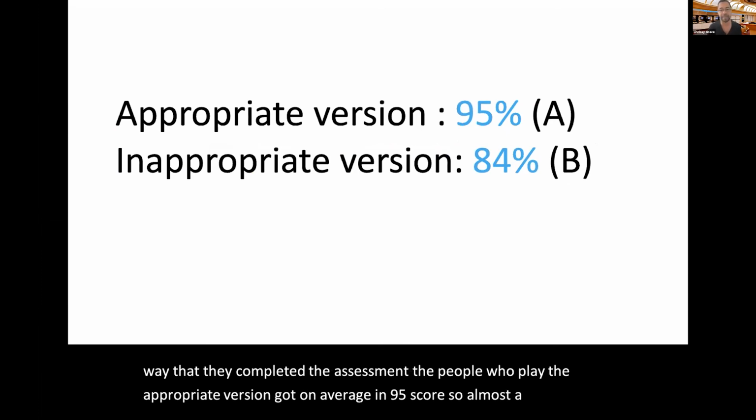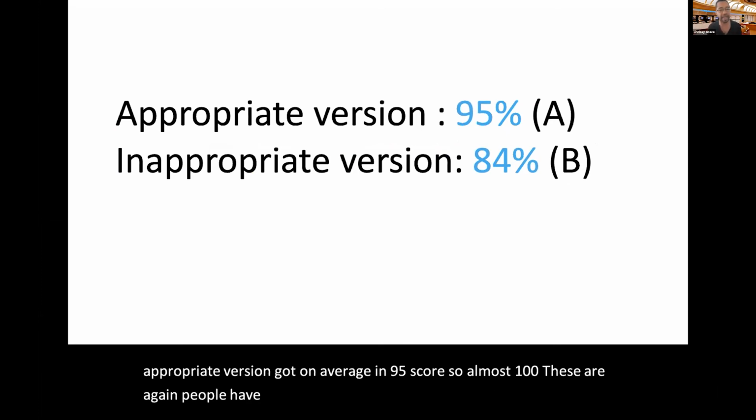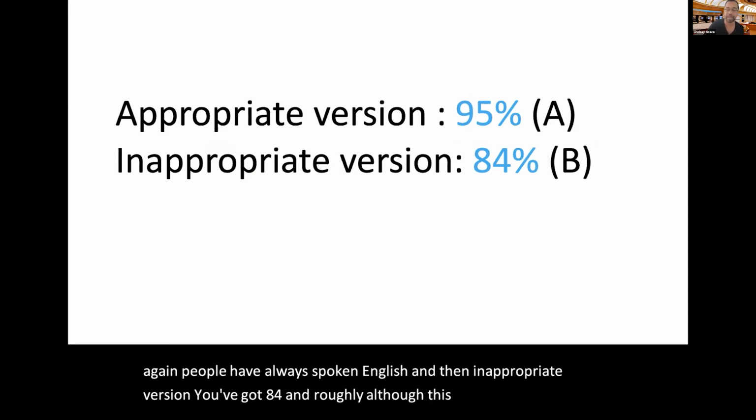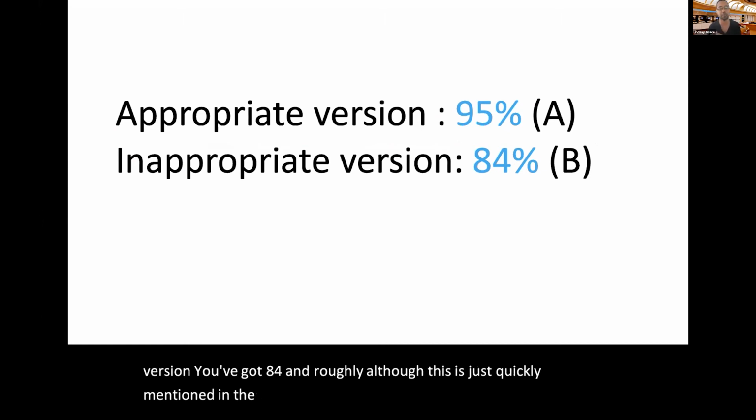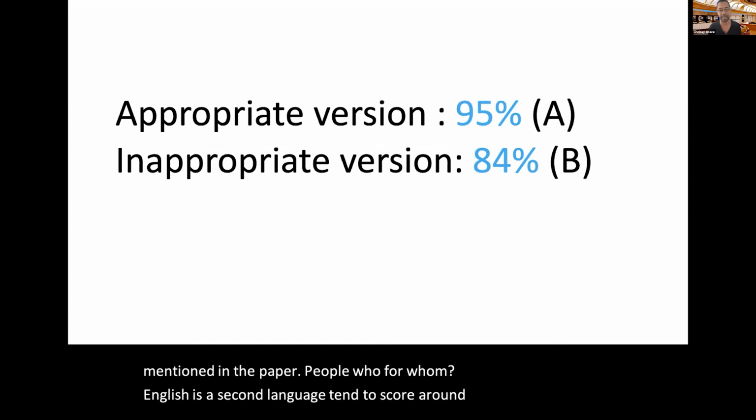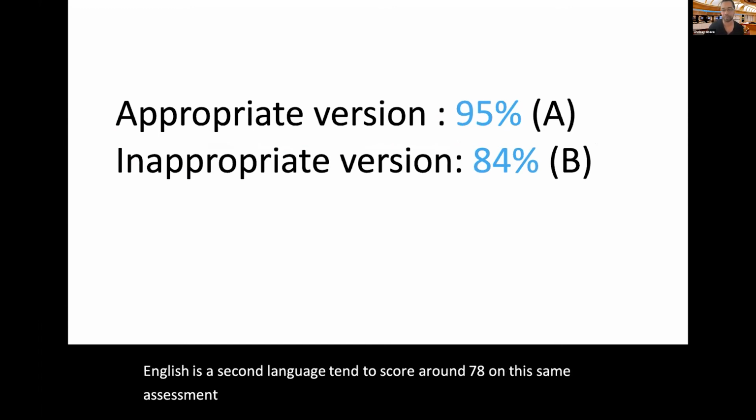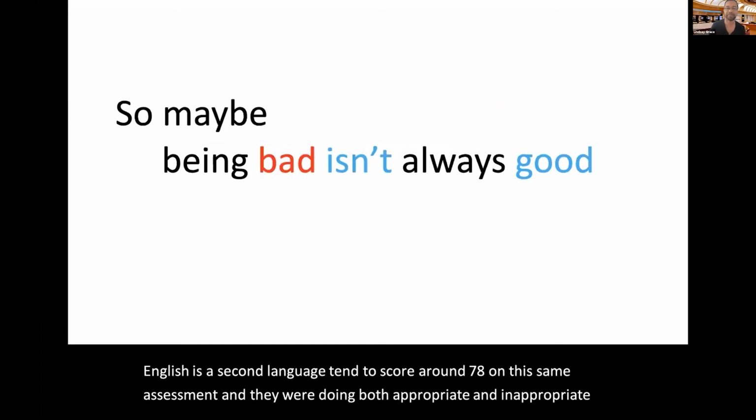These are, again, people who've always spoken English. And in the inappropriate version, you've got 84%. And roughly, although this is just quickly mentioned in the paper, people for whom English is a second language tended to score around 78 on this same assessment. They were doing both the appropriate and inappropriate version, which we published in a different paper.